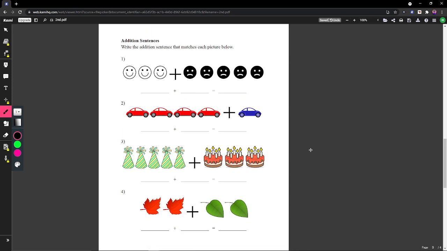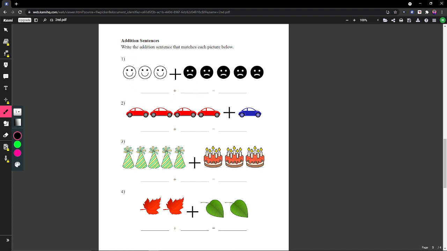And so for addition sentences, we have: write the addition sentence that matches each picture below. So we can see that we have 3 smiley faces and we have 5 sad faces. What they want you to do is get the visual picture and write the values of the picture and the addend into a numeric sentence.